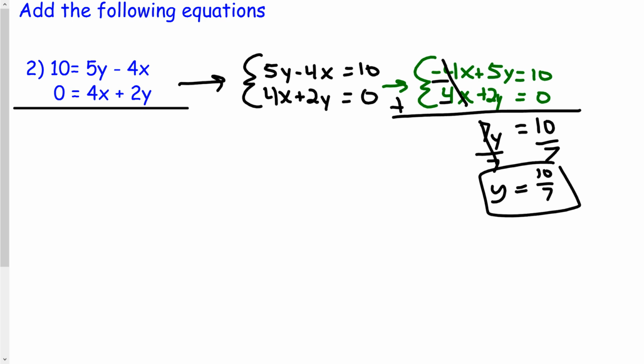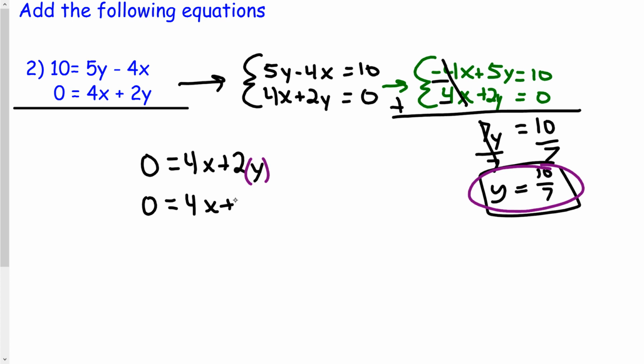And then we're going to substitute that back into an original equation to solve for x. Let's see here. This doesn't really matter. We'll go 0 equals 4x plus 2y. This is the second equation right here. But I know what y equals. y equals 10 sevenths. So 0 equals 4x plus 2 times 10 sevenths.